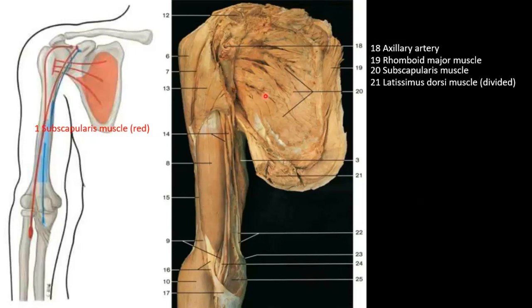And maybe in other pictures, you can see this is your rhomboid major muscle inserted there. That will be between the superior angle and the area where the scapular spine is inserted. I hope you have seen the video on the muscles of the back. That is where I discussed muscles like rhomboid major and latissimus dorsi.